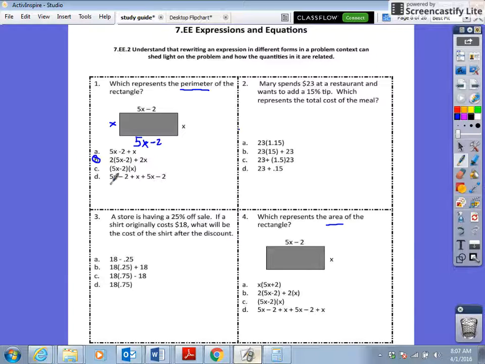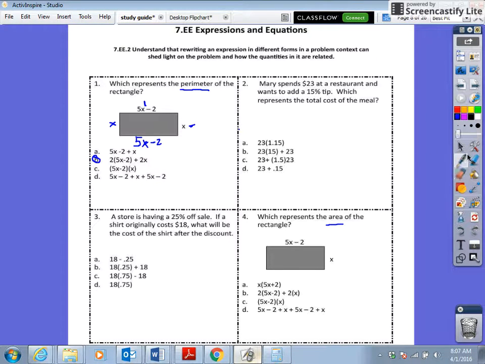It can't be this one because we have x minus 2 plus x minus 2, which is great, but we only have one x. We're missing another x. If there was another plus x, that would be perfect, but we don't. We have 5x minus 2 here plus x, which covers this side and this side, but it forgot about these two sides. So that's why those other two answers are not correct.